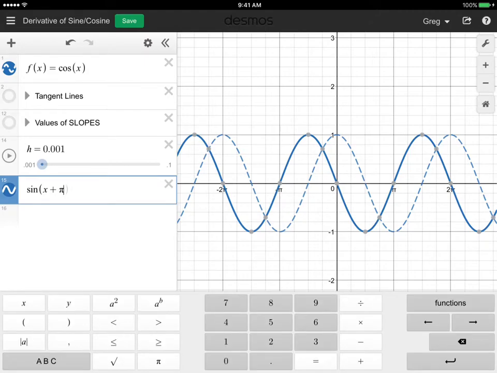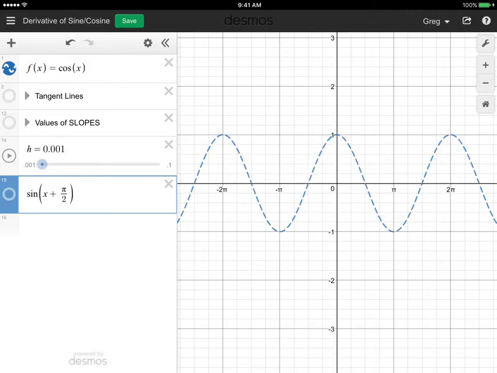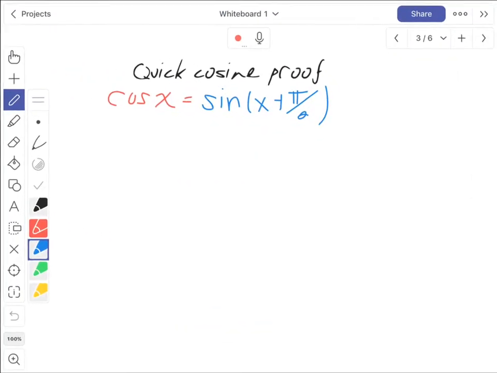So we'll get divided by 2 in there. And we can see that those graphs are the same now that the solid one is on top of the dotted one. So we can definitely see that those two graphs are the same. So we come back to our proof here.